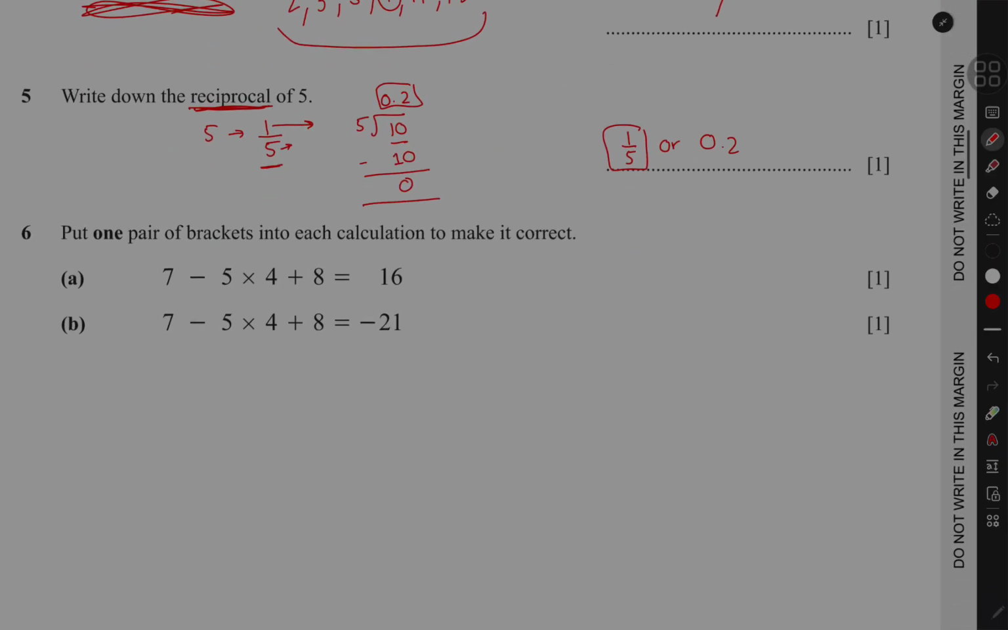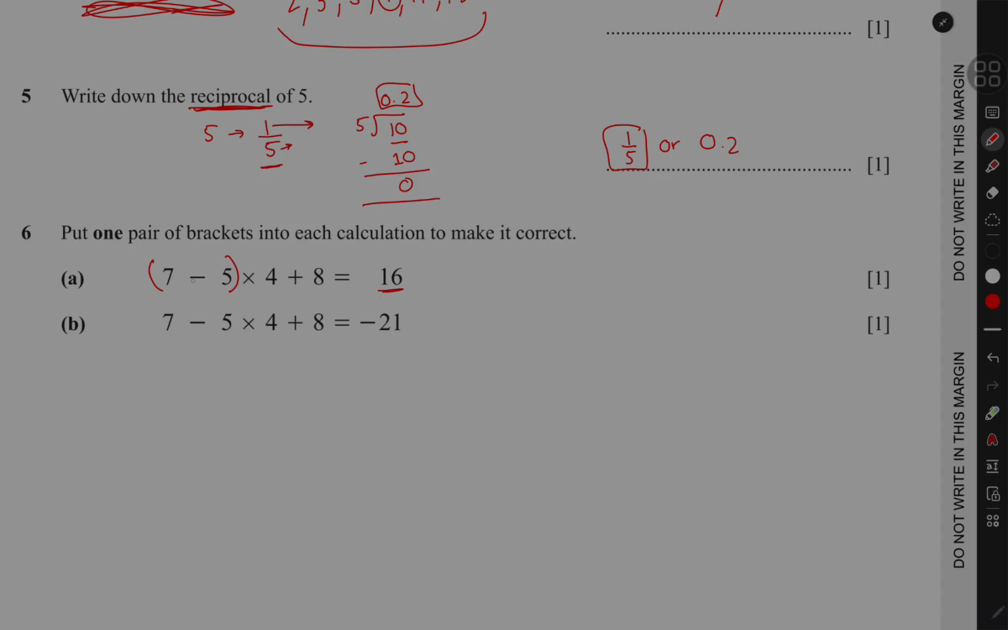Okay? Put one pair of brackets into each calculation to make it correct. Okay? So I need 16 over here. Okay. I guess we should do some kind of trial and error. Okay? Let's just try this. So what I would do is just put a bracket around the first two numbers.